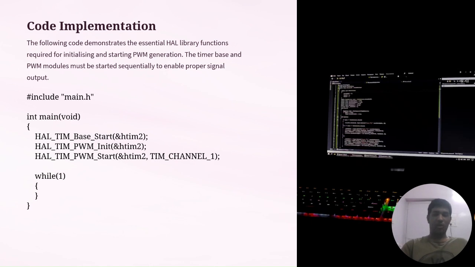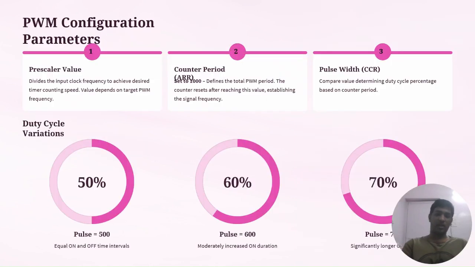And now we have the code. So basically after we finish the IOC file and all the configurations, we generate the code. And once the code generation is done, we have to just add these 3 lines, as you can see, which configure our timing. And then you build it, generate the hex file, and then we have to execute it.